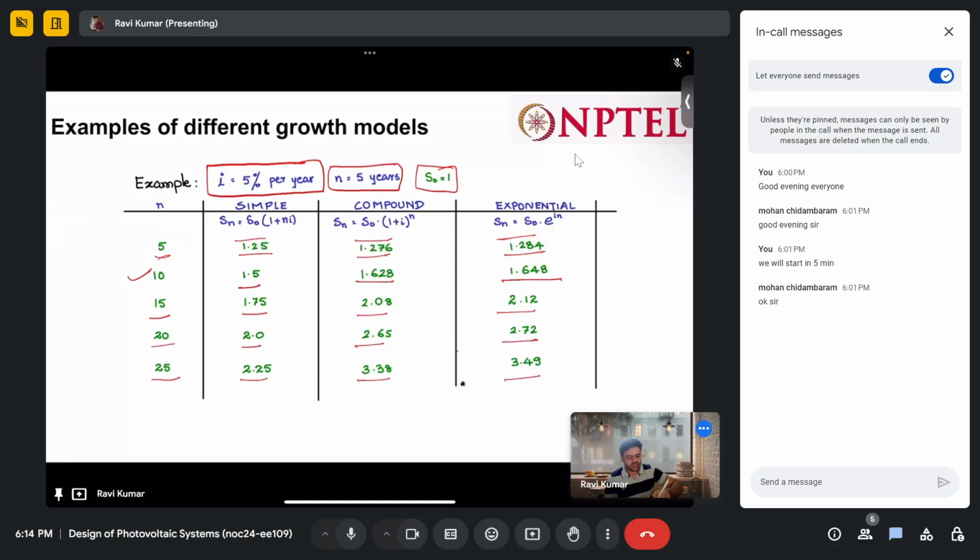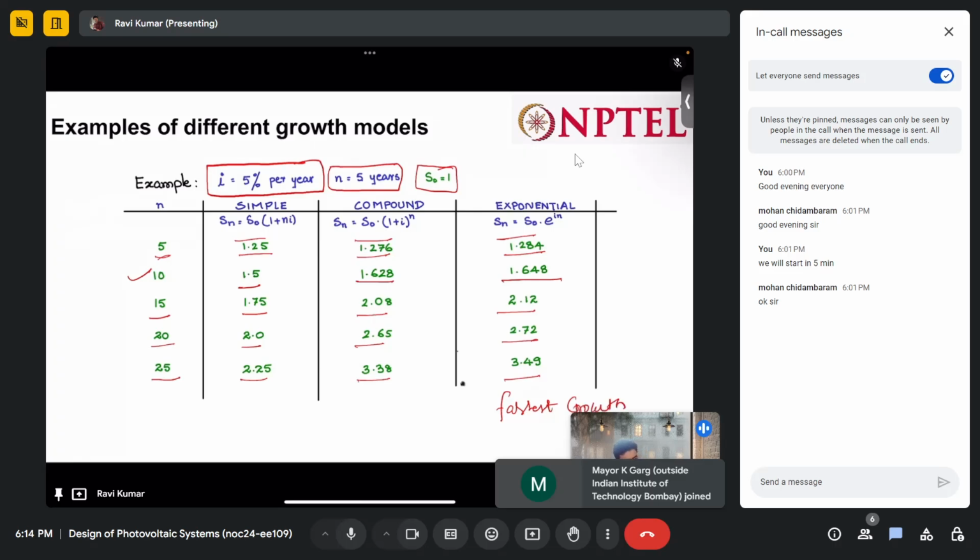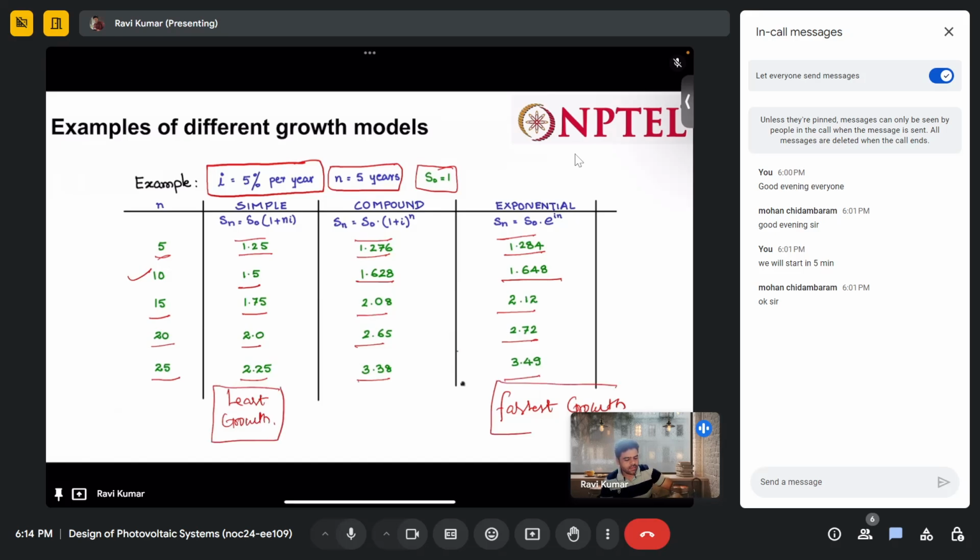So we have seen this is the fastest growth model, and this is the least growth model. The amount is growing fastest in the exponential growth model, and it is the least growth in the simple interest model. So you need to know these formulas to calculate the amount after any interval. This is the thing you need to remember.